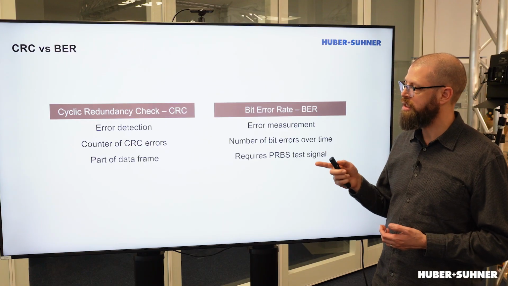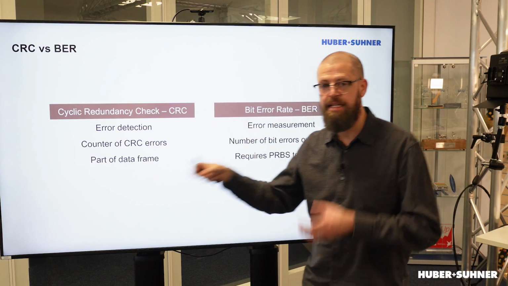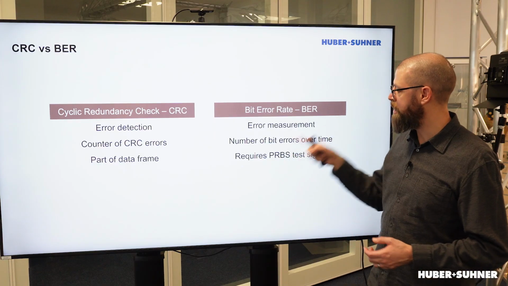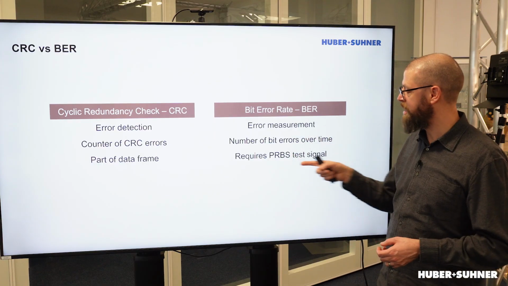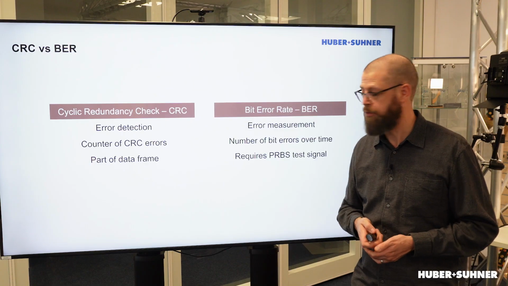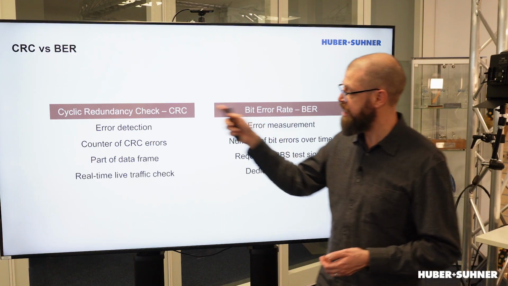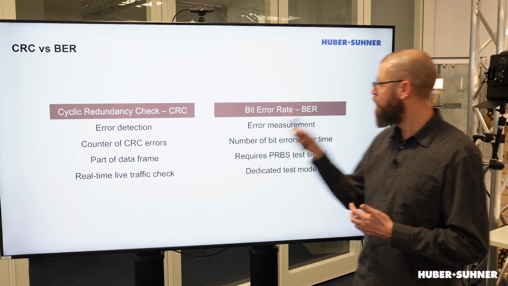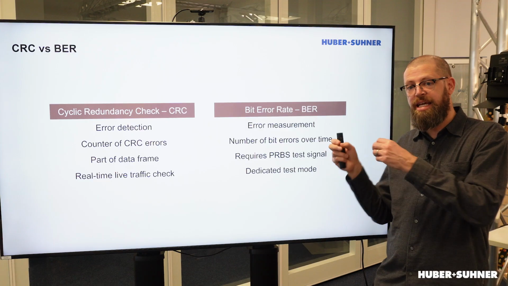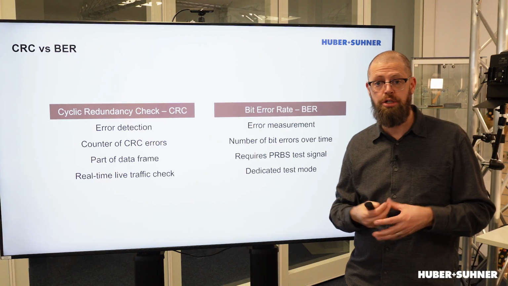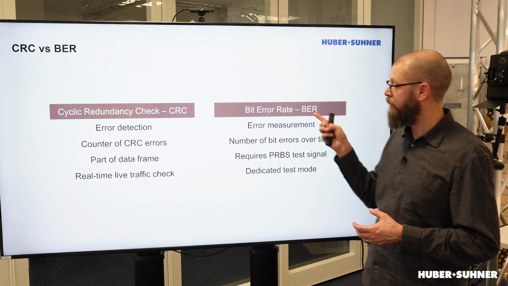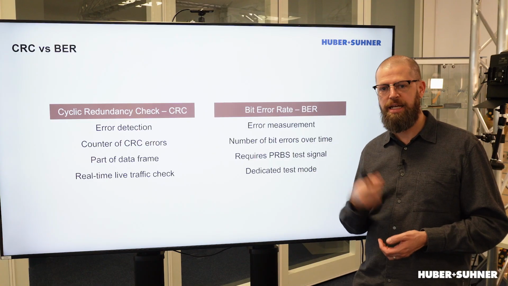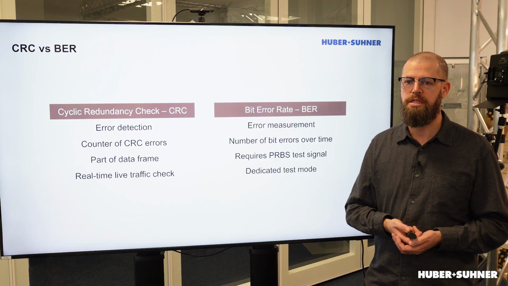And the other very important difference is that the CRC is part of the data frame of each individual data frame, whereas the bit error rate requires a special test signal, this PRBS test signal. And that means that CRC is the real-time live traffic monitoring, whereas the bit error rate is a dedicated test setup, and it's got nothing to do with the live traffic. By the way, if you want to find out more about the bit error rate, check out our channel because we've got a dedicated brain snack video just covering this topic.